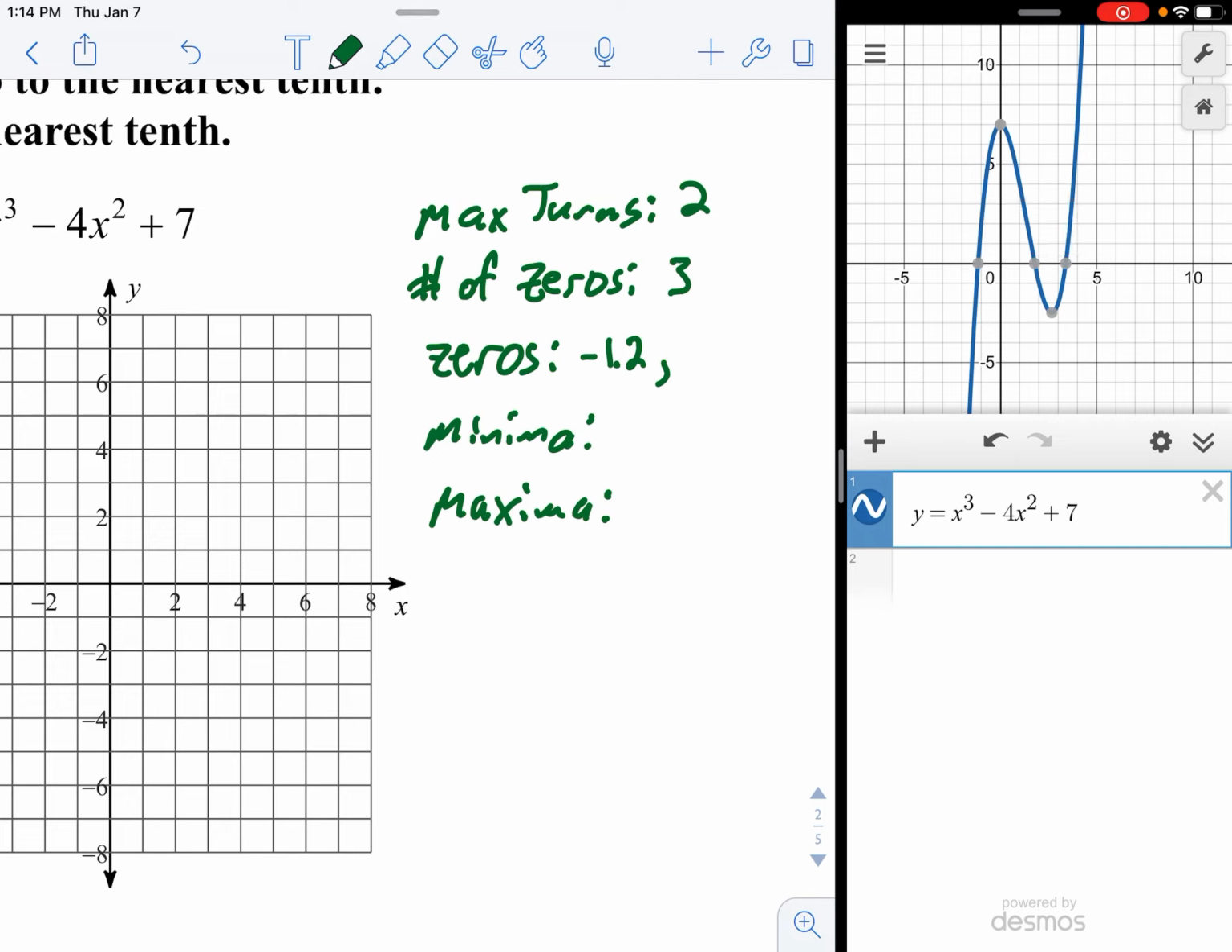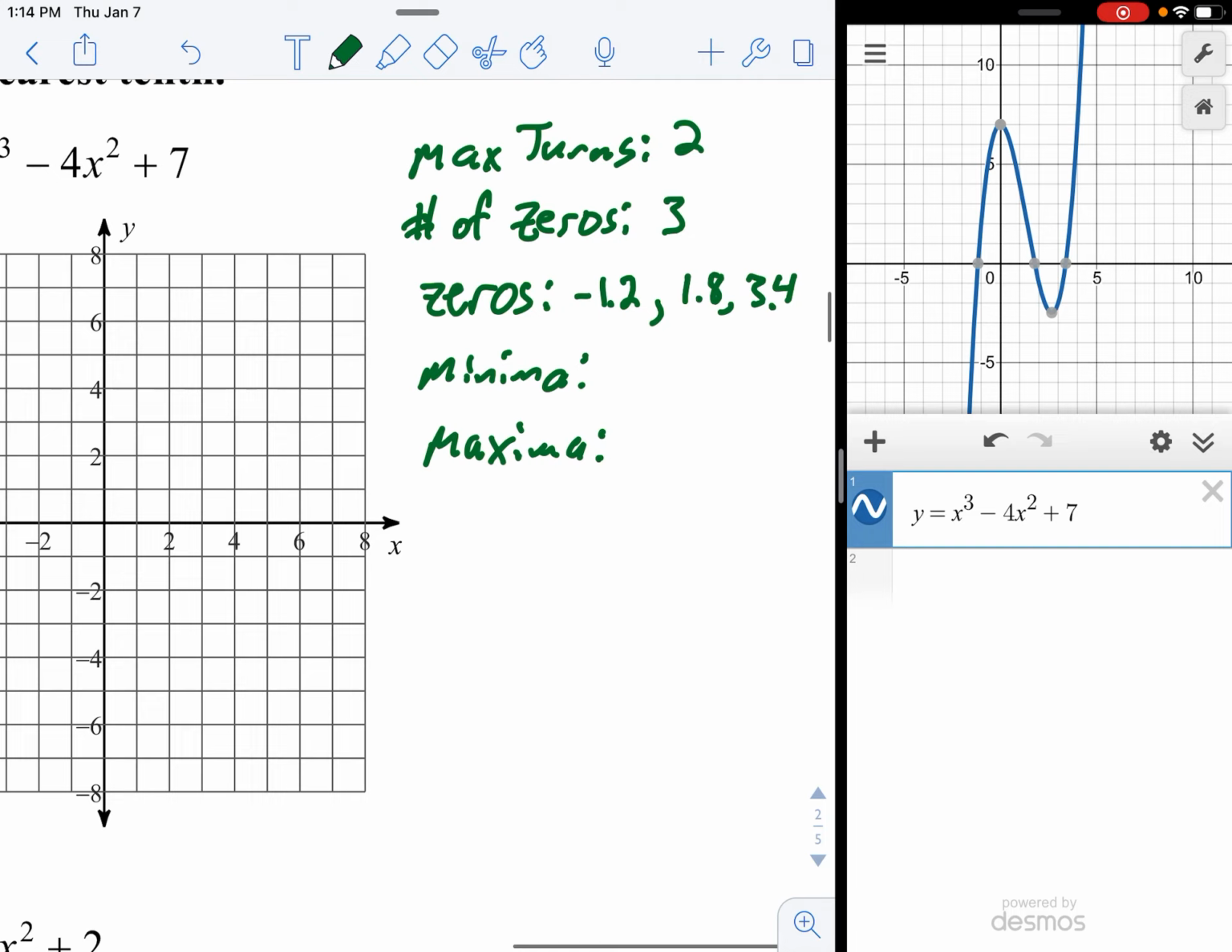I'm going to put a comma, and the next zero is 1.773. That's approximately 1.8. I'll put a comma, and then the third zero is 3.391. We'll round off to 3.4. So how many zeros are there? There are 3 of them. To get the actual values, you have to tap the screen and then round off those numbers to get them exactly.